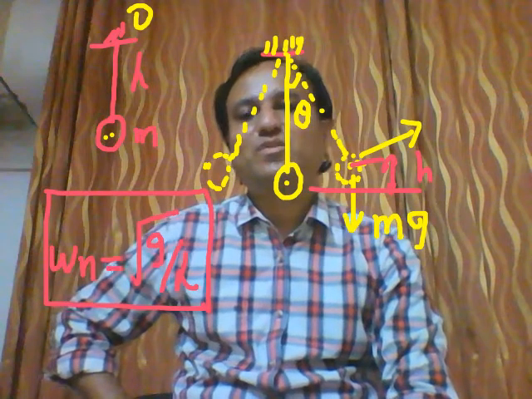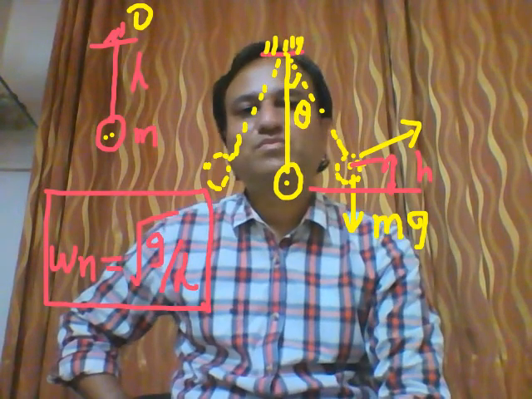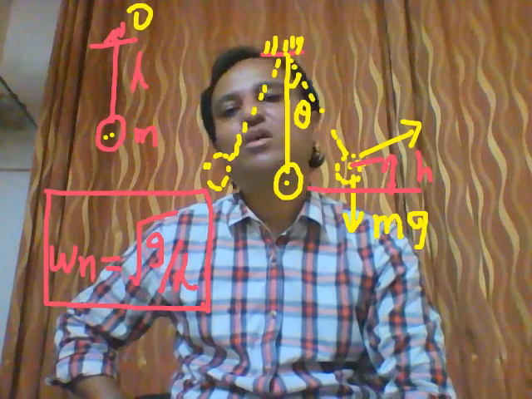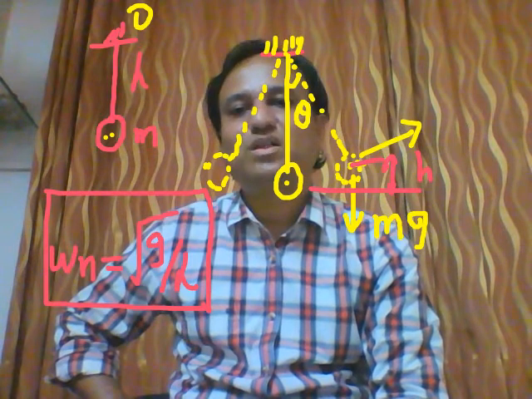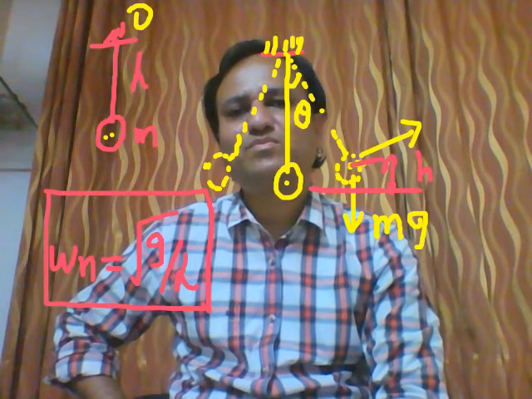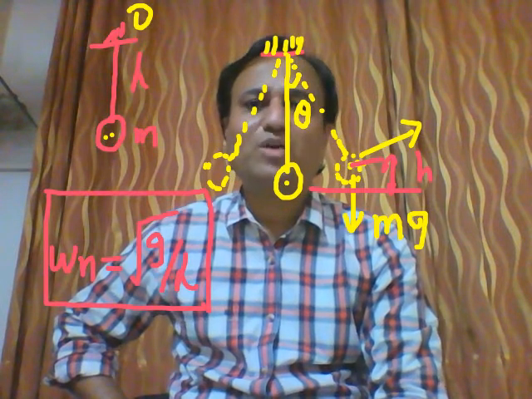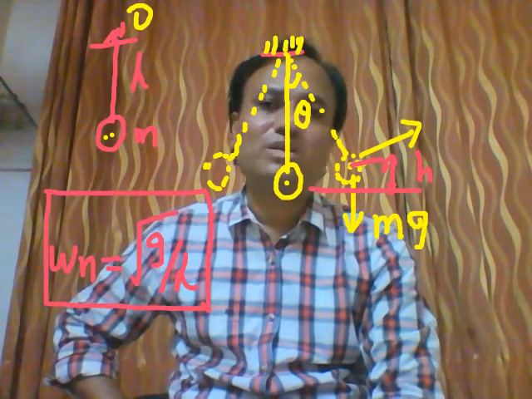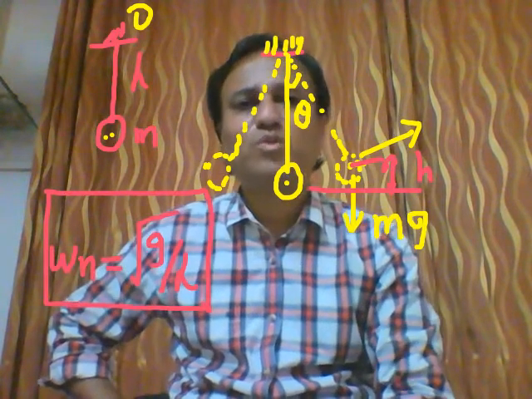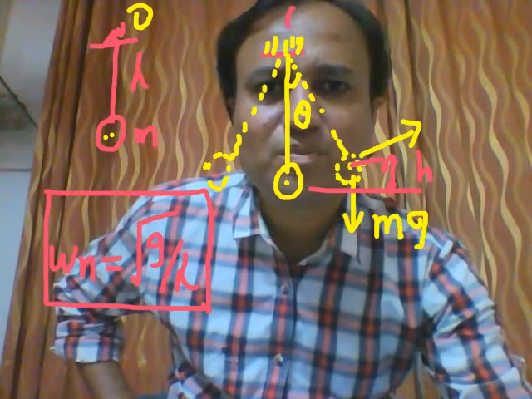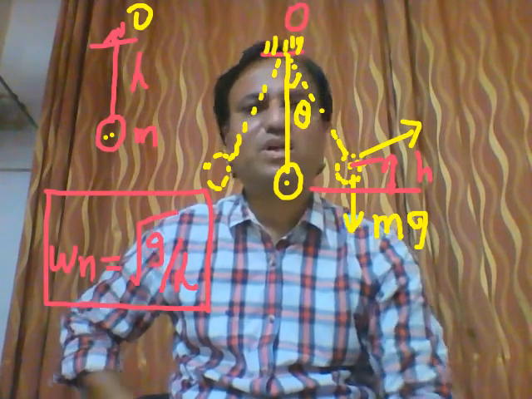So the natural frequency of a simple pendulum is independent of mass. See the expression: omega n equals square root of g by L. Time period is 2 pi by omega n, again independent of mass. Similarly, you can do the analysis of a compound pendulum; the same analysis you can apply.